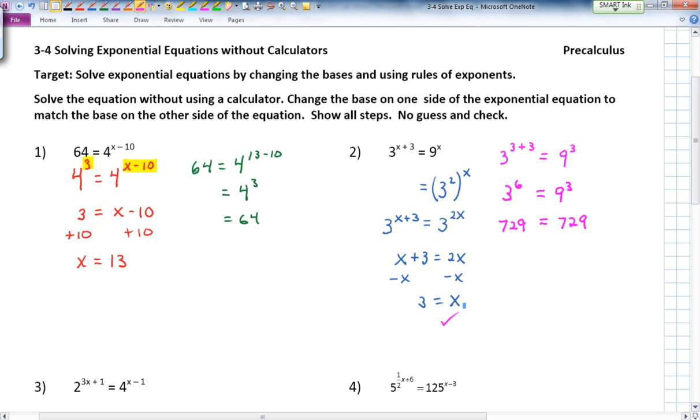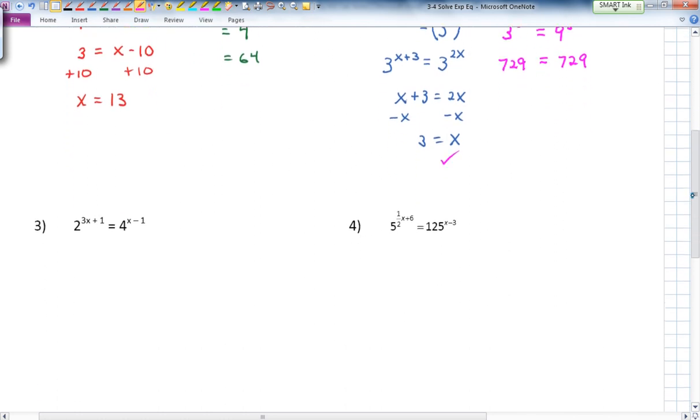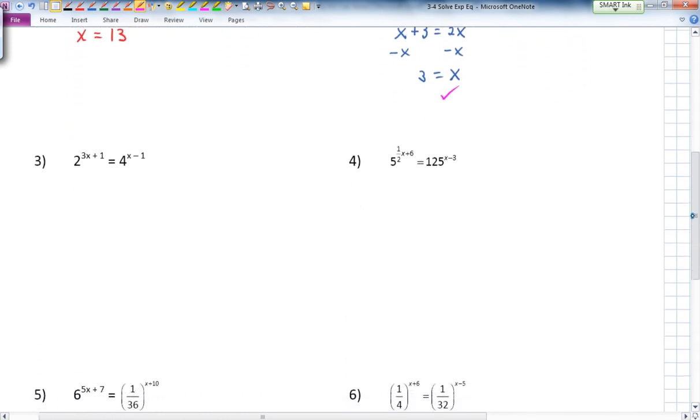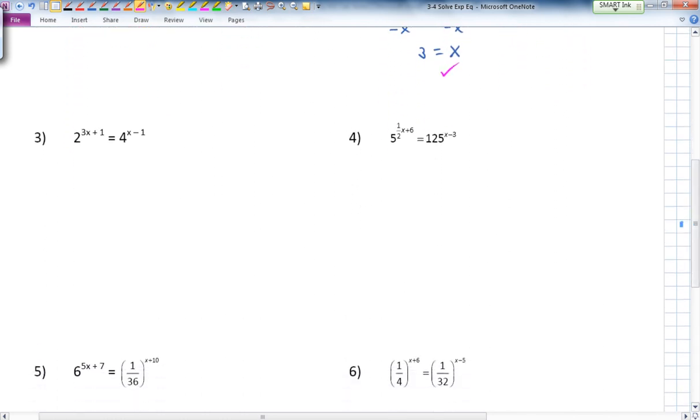All right? So what I want you to do now for number 3, I want you to attempt number 3. You can either ask the sub to turn off the video for just a second, and I want you to change the base on the right side to match the base on the left and see if you can solve number 3. Okay? So just have the sub click the pause button and then take a couple of minutes and try that one.